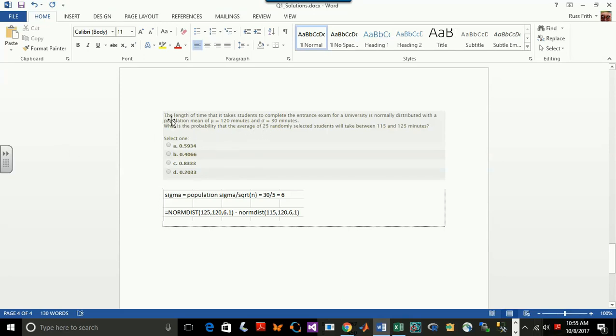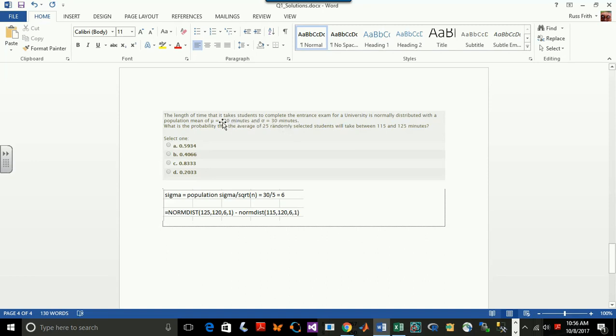So in the next question, same parameters, right? Mean 120, standard deviation 30 minutes. But we want the probability that the average of 25 randomly selected students will take between 115 and 125 minutes. So now we're dealing with a sample of 25 students. When you deal with a sample, you make one assumption.